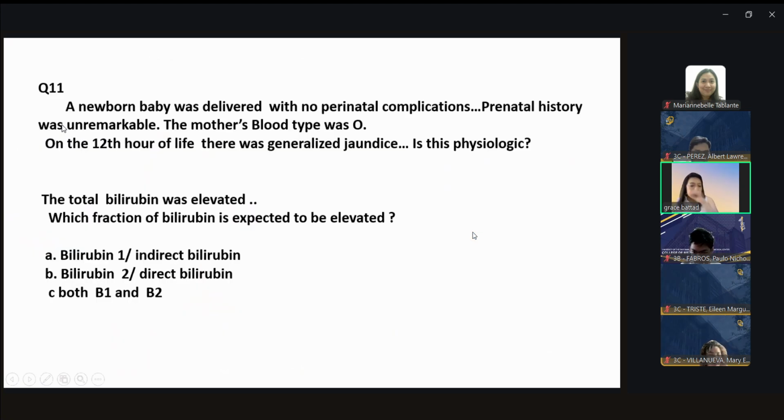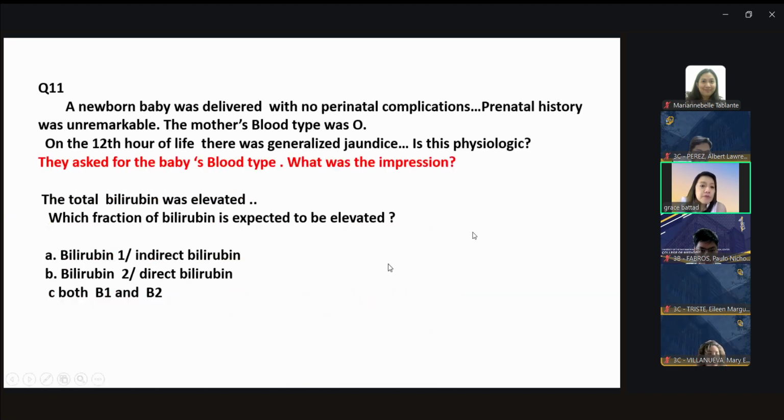Let's now go to this newborn baby who was delivered with no perinatal complications. The prenatal history was unremarkable with a mother's blood type of O. On the 12th hour of life, there was generalized jaundice. Is this physiologic or pathologic?